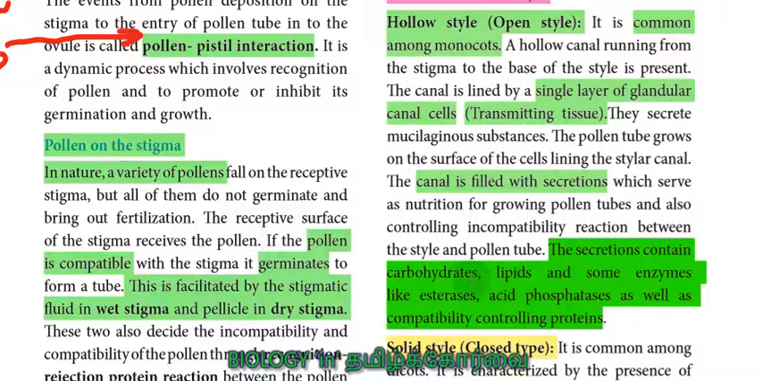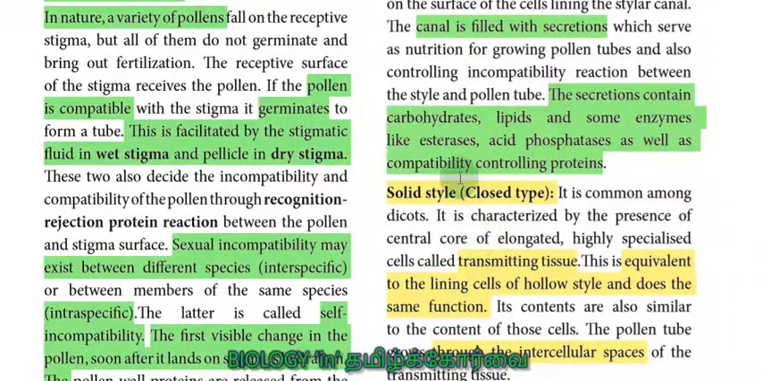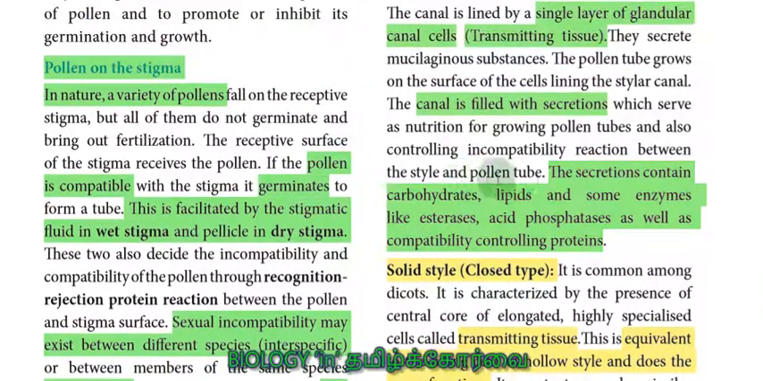Now, the composition of the secretions of the hollow canal: the mucilaginous substance consists of carbohydrates, lipids, and some enzymes like esterases, acid phosphatases, as well as compatibility controlling proteins. In this area they can ask one question: what are the enzymes present in the secretions of the hollow stylar canal? They can ask esterases, acid phosphatases, as well as compatibility controlling proteins.